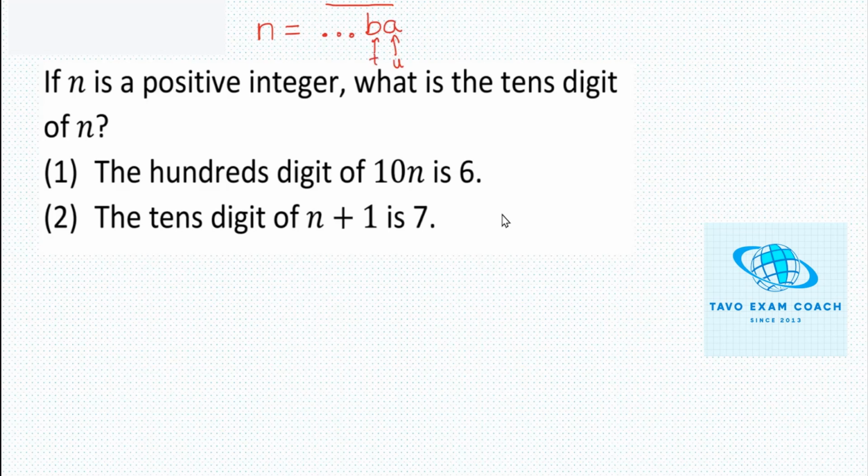Where a is the units digit, b is the 10th digit. And perhaps it has more digits. We don't know and we don't care. What is the 10th digit? So we want to know the value of this digit, the second digit counting from its right.